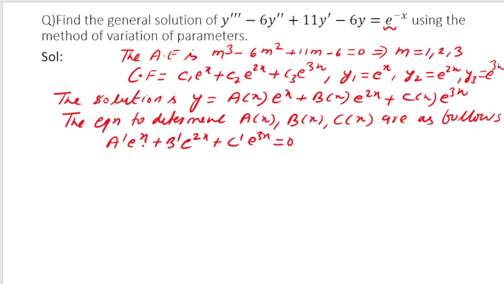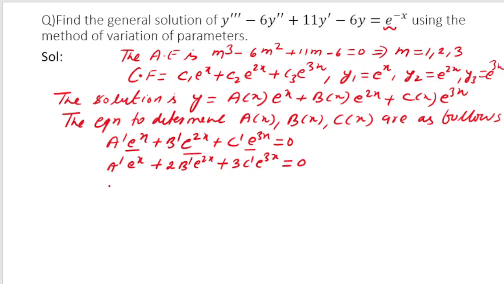What will be the second equation? I have to differentiate. This is y1, this is y2, this is y3. So a dash and derivative of e to the power x is e to the power x, plus derivative of e to the power 2x is 2 e to the power 2x. So it will become 2b dash e to the power 2x, plus it will become 3c dash e to the power 3x, and this is also equal to 0.